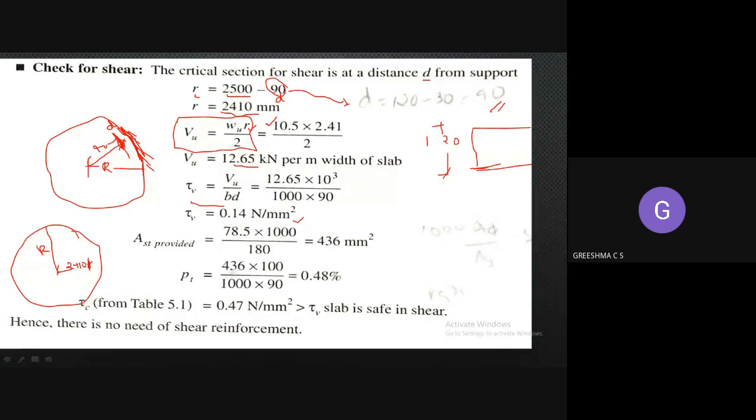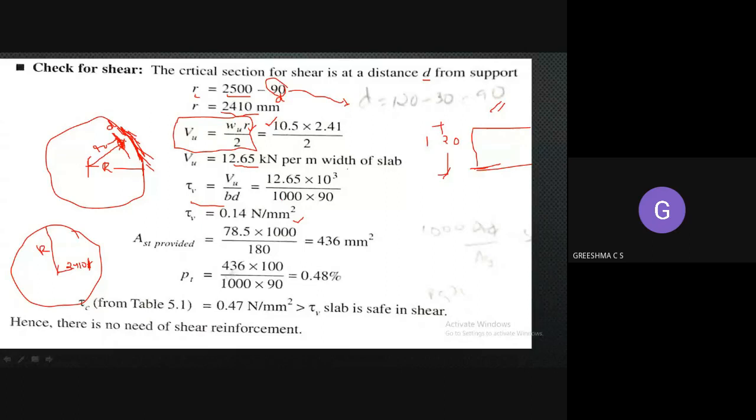If you look at that IS code, you can see how the IS code gives the shear stress. That is based on the percentage of reinforcement ratio. In IS 456 page number 73, based on the reinforcement ratio, they have given the shear stress. So here first you need to find out the percentage of reinforcement ratio, because the IS code gives the shear stress based on it.